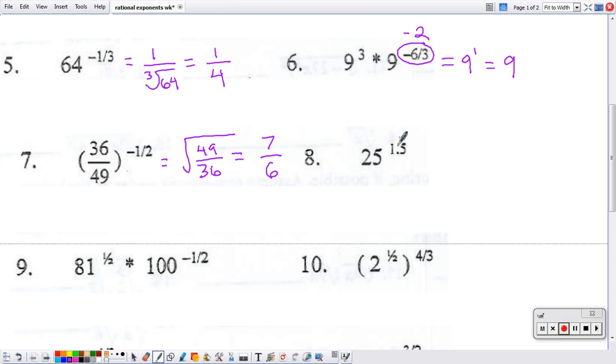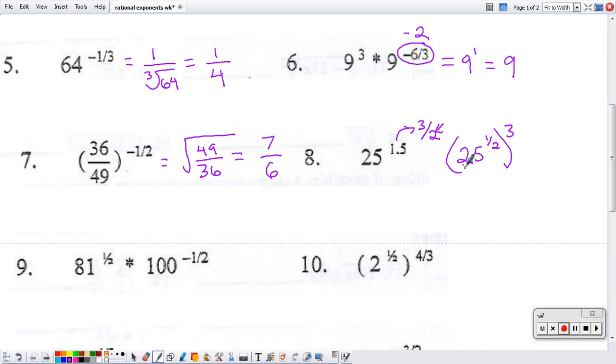Number 8, we have an exponent of 1.5. Now, we're going to rewrite that as a fraction because 1.5 is a rational number, and we're going to think about that as 25 to the 3/2. Now, we always want to ask ourselves, what exponent are we going to apply first, the 3 or the 1/2? We are always going to apply the denominator first. So we're going to think about this as 25 to the 1/2 cubed.